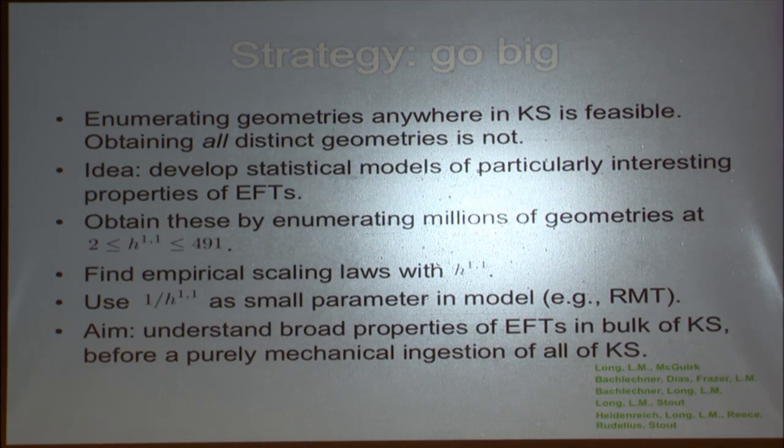I can just sketch briefly what we aim to get out of this kind of thing, and why we are interested especially in looking in the regime that was at the upper left, at large H11. One reason is because it's there. Another reason is that that's where most of the triangulations are, and so that's where most of the geometries are. But another reason is you might think that at large H11, you can work in an expansion in 1 over H11, as in random matrix theory, and potentially have some understandable description that emerges from these statistics.